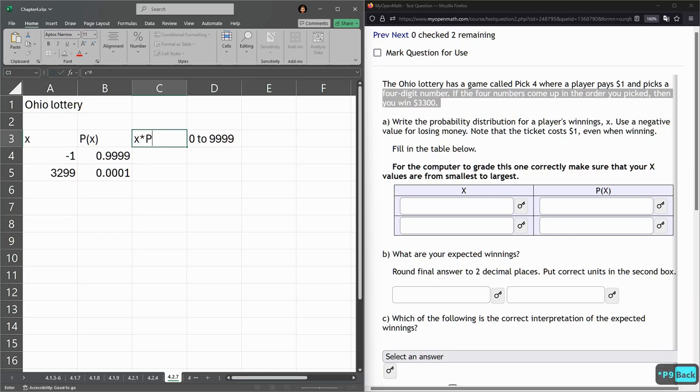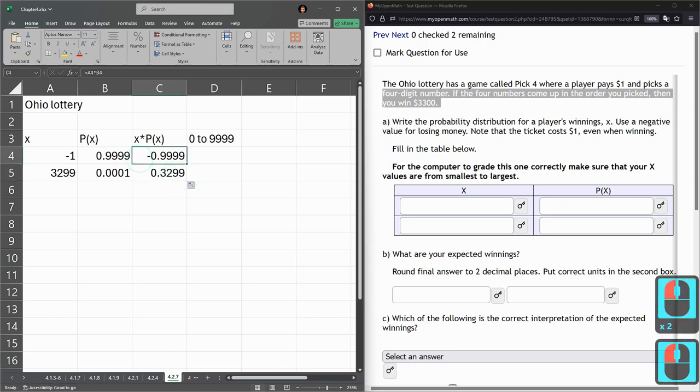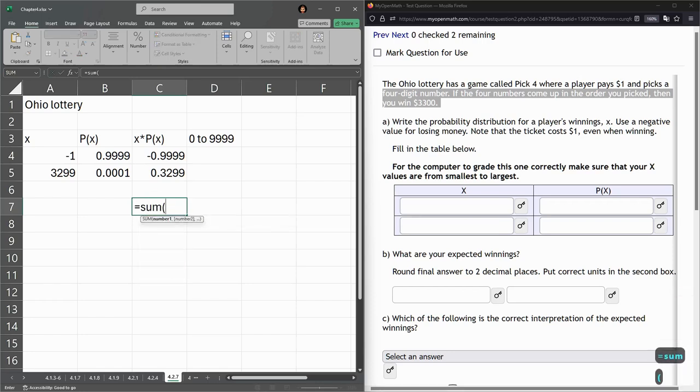Just like before, we're computing the expected value. So it's x times p of x, equals this times this. Enter, and copy that down. Looking at this, you're expecting to lose 99.99 cents. You're basically losing a dollar, almost guaranteed. Your expected winning if you win is 32 cents. So let's compute the sum of these. If you play this game enough, on average, you'll lose 67 cents every time you play the game. That's pretty bad.